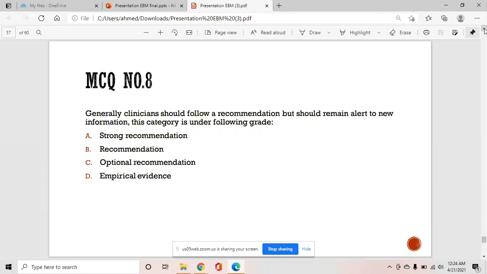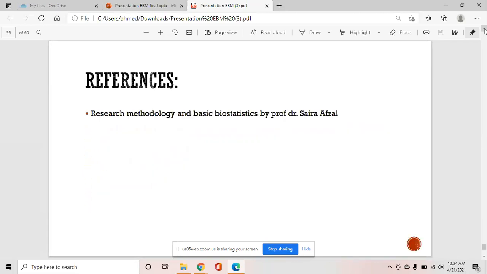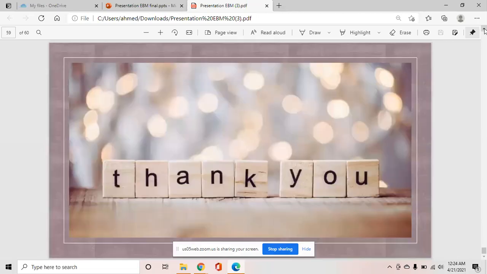Generally, clinicians should follow a recommendation but should remain alert to new information. This category is under which grade? Strong recommendation, optional recommendation, or empirical evidence? B, recommendation, is the right answer. Reference is the research methodology.